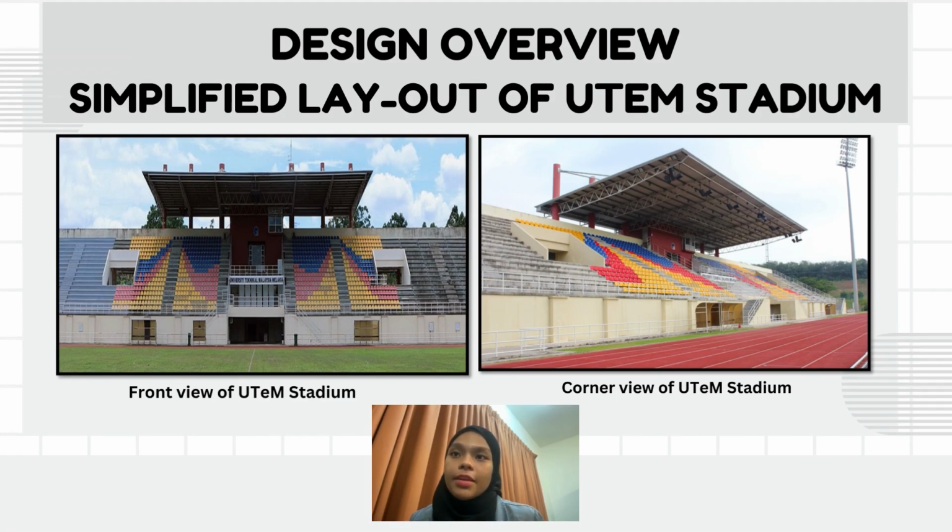So this is the simplified layout of UTM Stadium. This is the front and corner view of UTM Stadium. The truss at UTM Stadium would be classified as a space truss because of some of the design factors. The stadium typically requires a large open space to accommodate seating arrangements and sports activities.